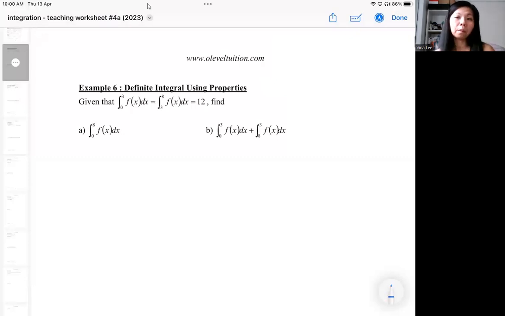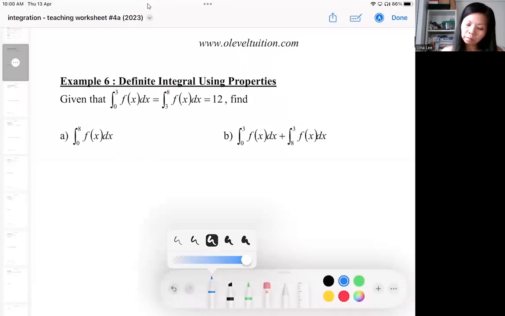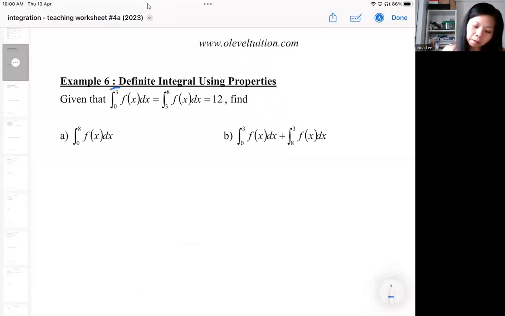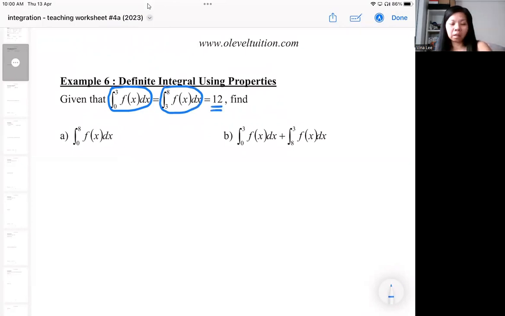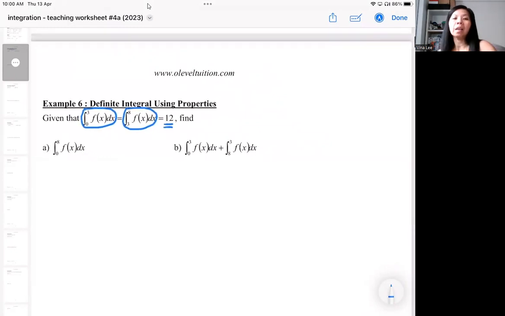There won't be any formulas you can apply, because if you look at the information that they gave you, in this example, they gave you that this is equal to this and is equal to 12. f(x) is an unknown function. Because it's an unknown function, there is no way you can use any formula to integrate. So you need to understand the interpretation of the value 12. As mentioned on the first page, that will be the area under the graph.